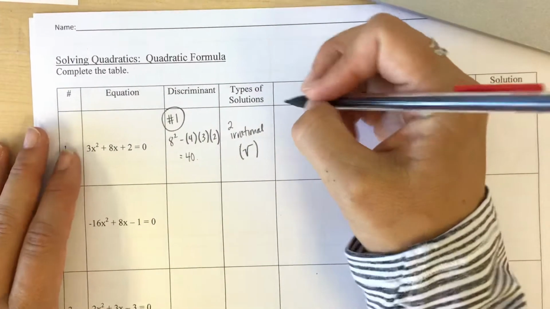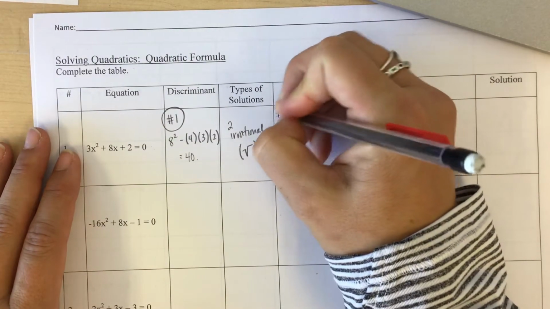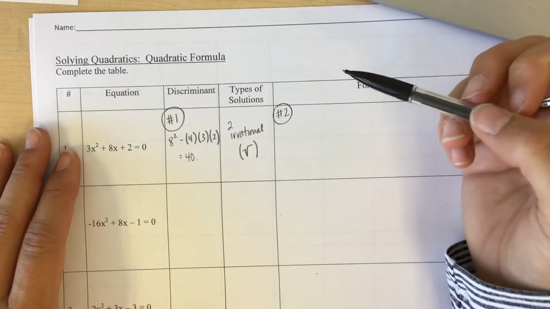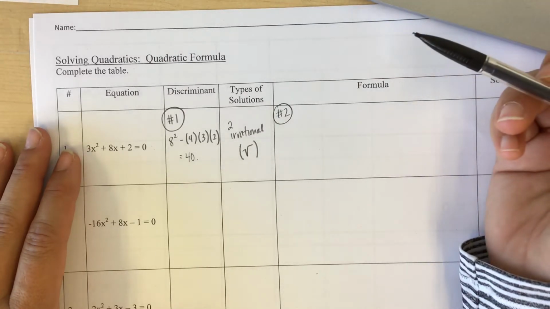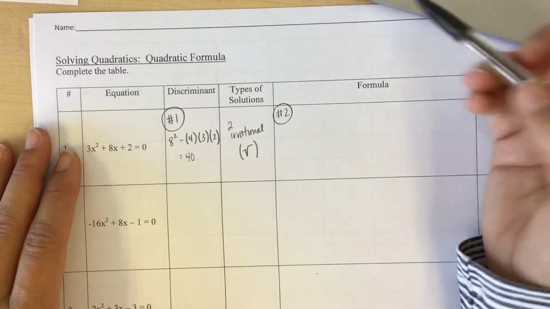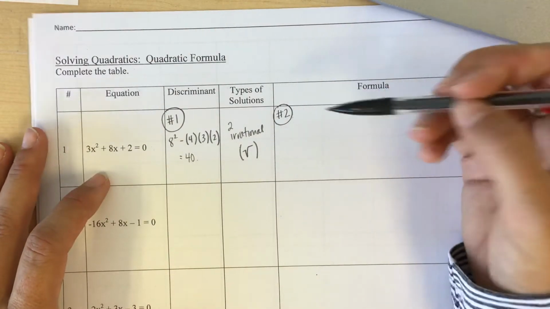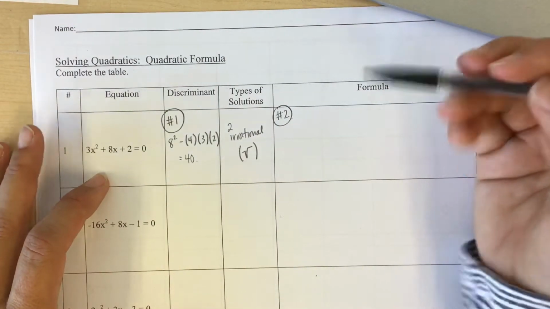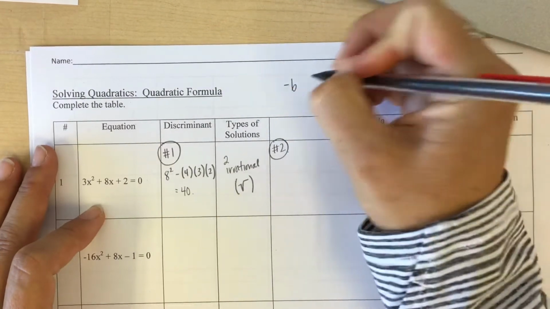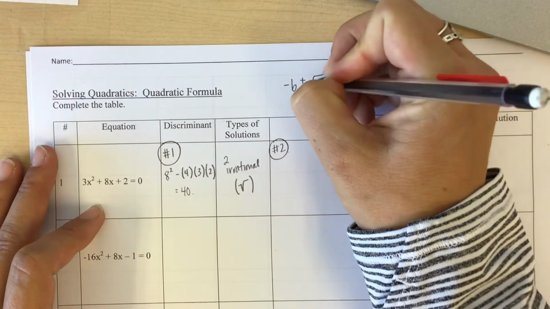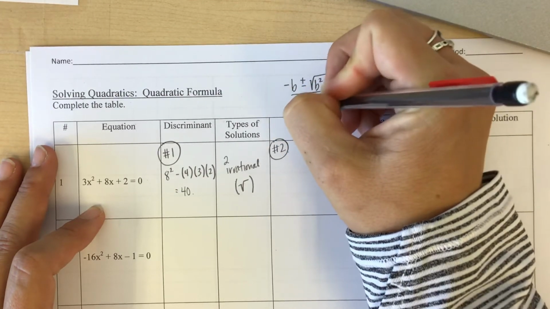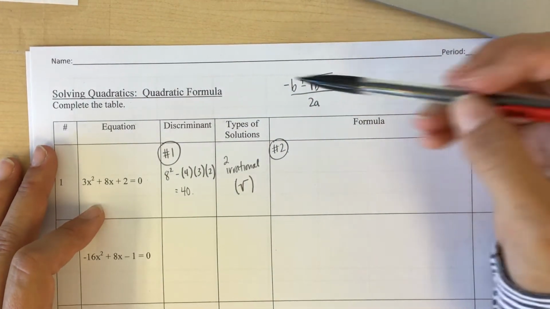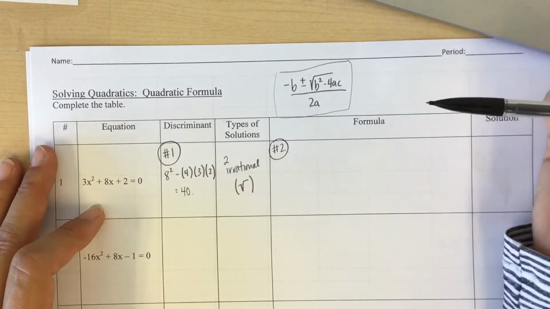All right, step 2. Step 2 is to plug in. These type of problems we call plug and chug. You've got a formula, you plug in your numbers for your letters, and you chug out an answer. So step number 2 is to plug in all of our information into the quadratic formula, right? Remember, quadratic formula: negative b plus or minus the square root of b squared minus 4ac, all over 2a. You might want to write that down on your paper just as a reminder, okay?